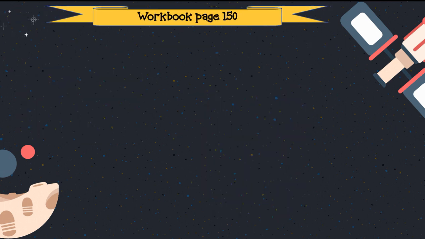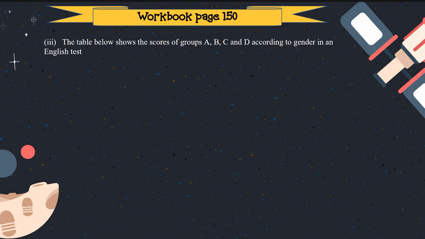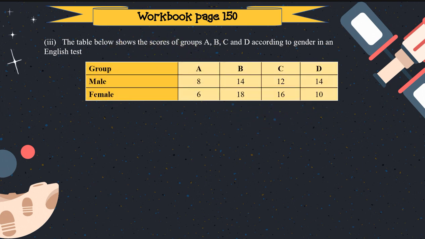Okay, next workbook page 150, question number 3. The table below shows the score of group A, B, C, and D according to gender in an English test. So for example, A, you have 8 males and 6 female. B, you have 14 male and 18 female. C, you have 12 male and 16 female. And D, you have 14 male and 10 female. So if you look at each group, we have 2 data. If you have 2 data like this, we can construct a double bar chart.